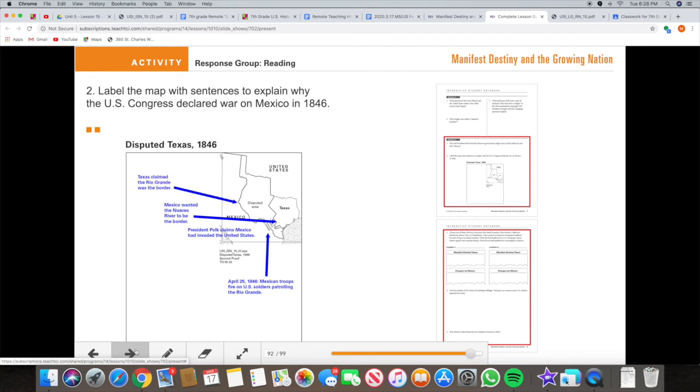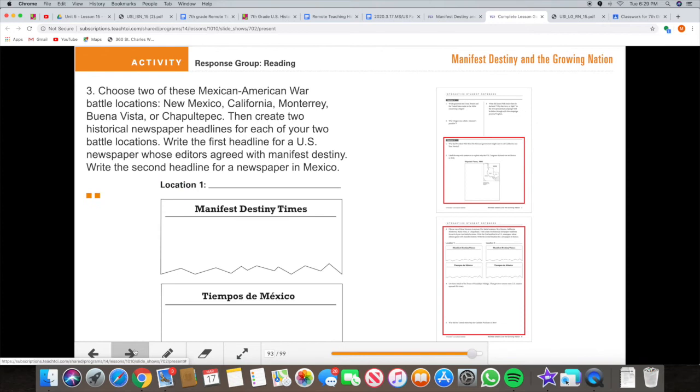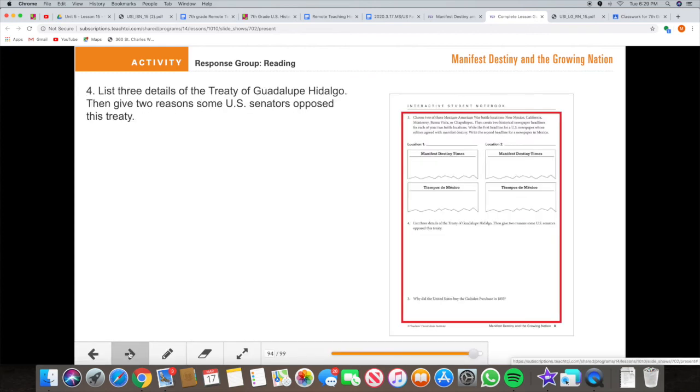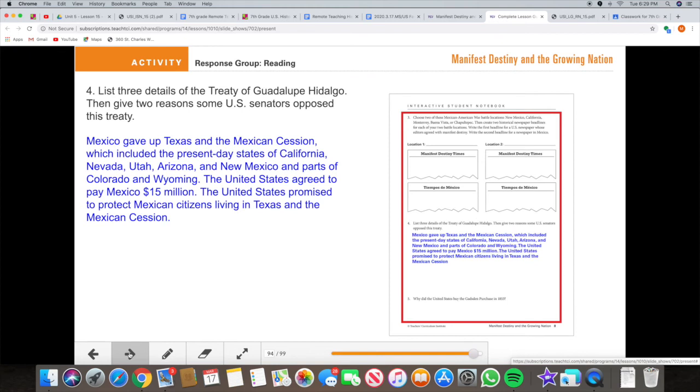Oh, that's too far. Maybe pause it. Take a look at your labels. Did you have something similar? If not, add to it. Okay. Then for number three, choose two of these Mexican-American War battle locations, New Mexico, California, and so forth. Obviously, your answers may vary. I will definitely look over this when you take a picture of it and turn it in on Google Classroom.